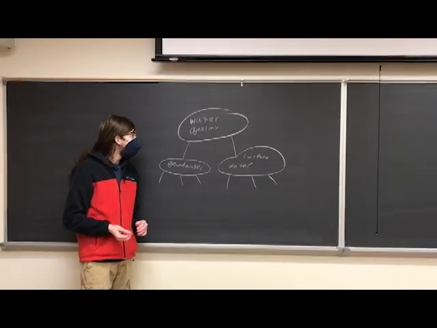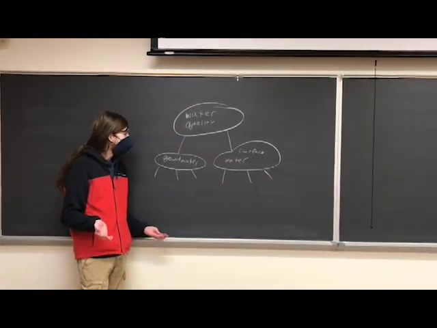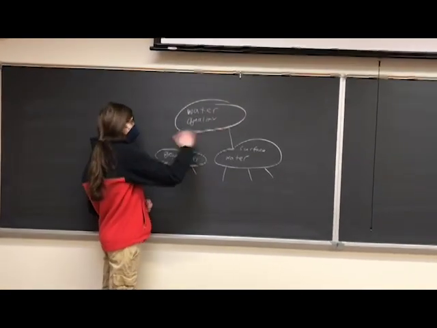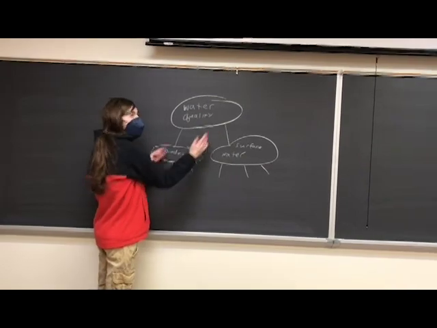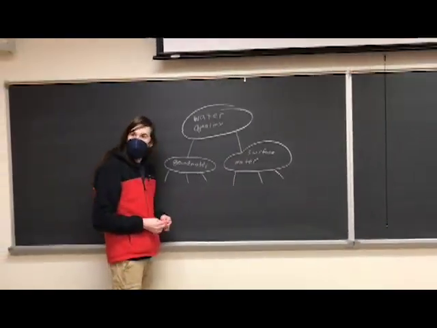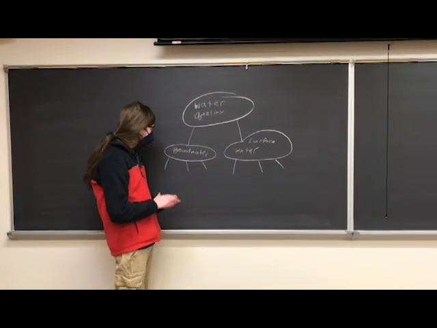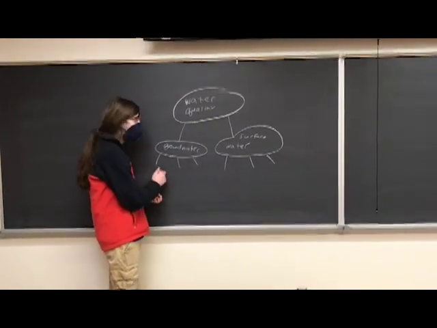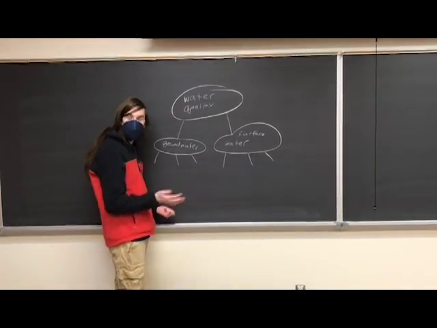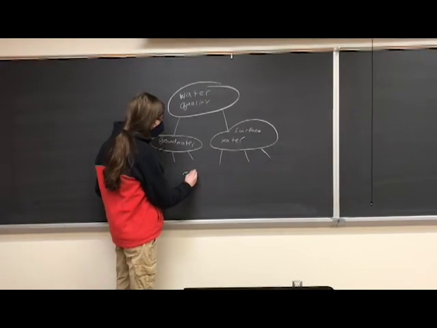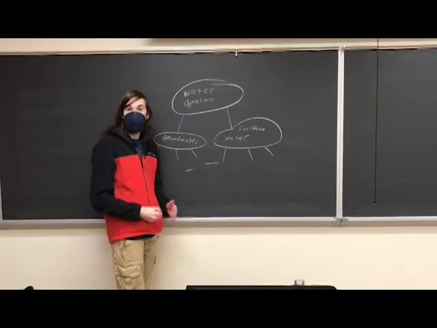All right, to wrap up, let's make a little diagram of what we learned today. Let's start with a circle for water quality, and then two circles branching off for groundwater and surface water. After that, let's make a little bubble for each of the different topics we talked about today. And then you can even draw lines between them to show how they might be related to each other as well.